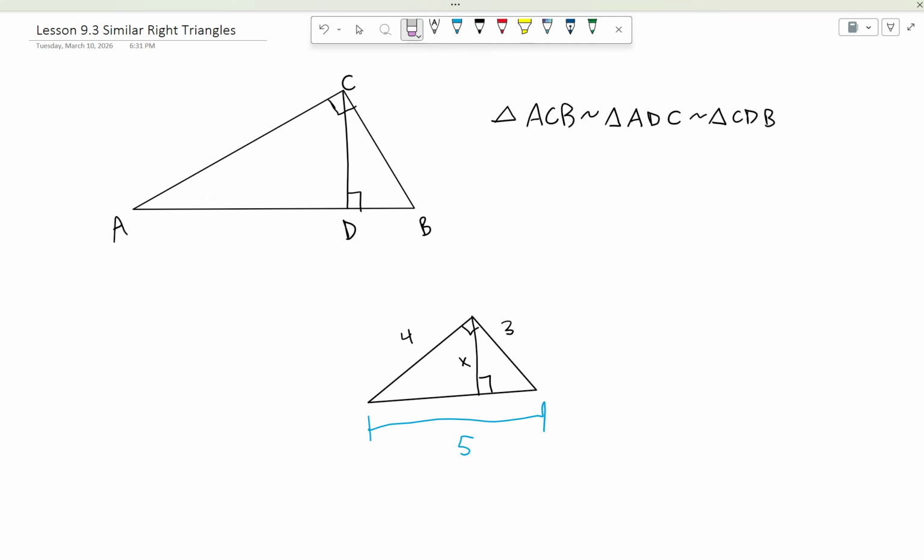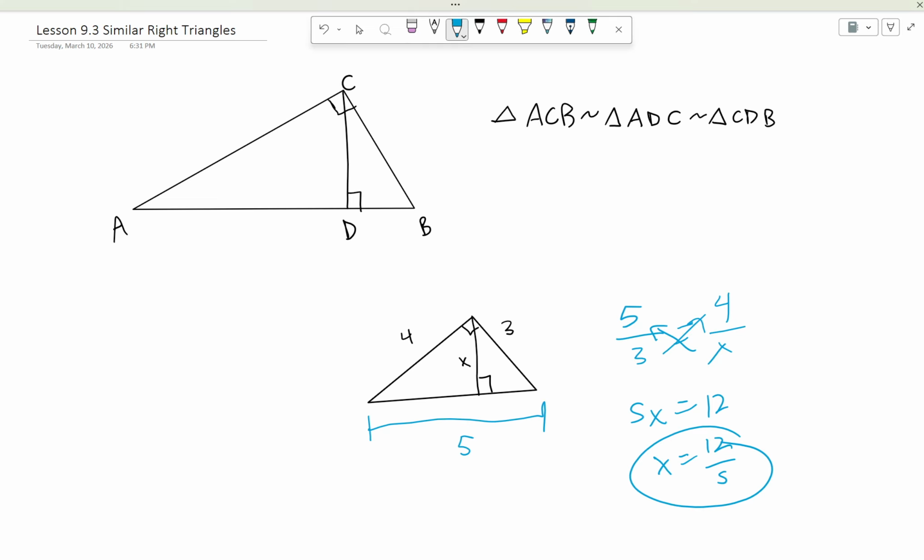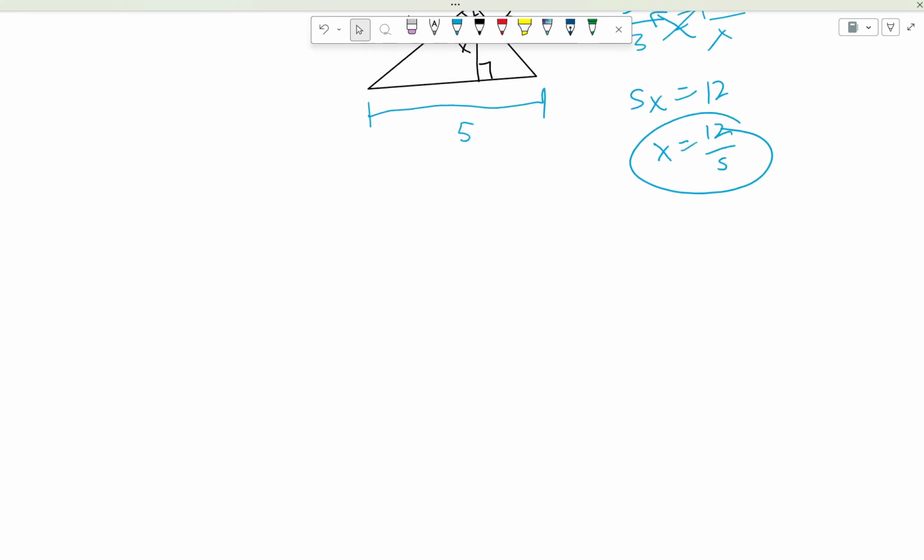So since this is 5, let's create a proportion, just like we would have in the last chapter. Let's take my hypotenuse to my short leg, which is 3, equal to, now remember, this is my medium triangle, my hypotenuse is 4 and then my short leg is the altitude, so over x. Now I'm just going to take a cross product. So I have 5x is equal to 12, so x is going to be equal to 12 over 5. You may recognize that from your chapter 8 quiz.